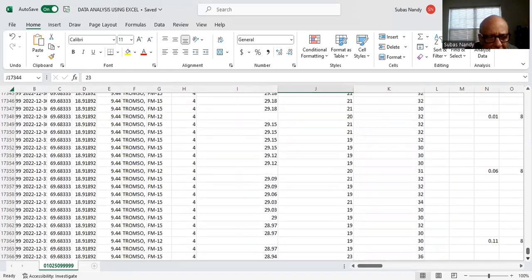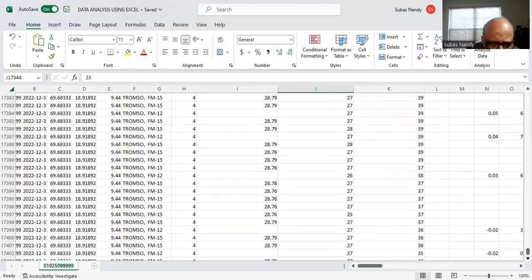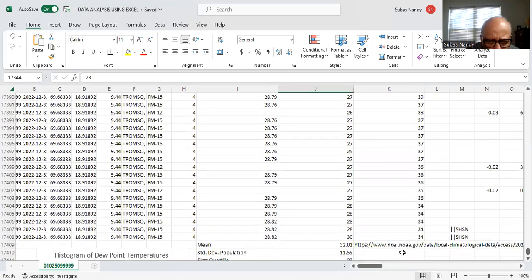So I go down to the end of the column, below cell J17,402. Here is the lowest point. Here is the end of the data set, starting from J2 to actually J17,408. Lots of data. So first I have to find the mean.